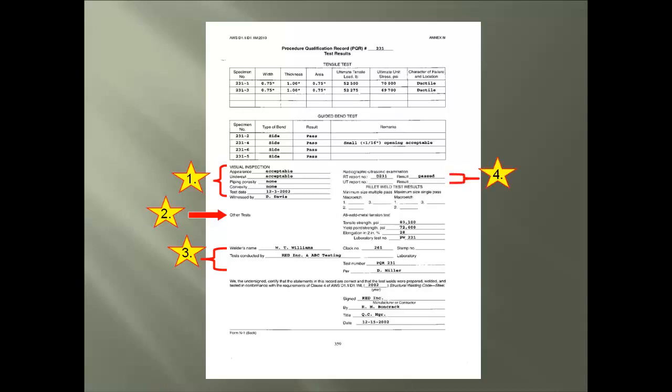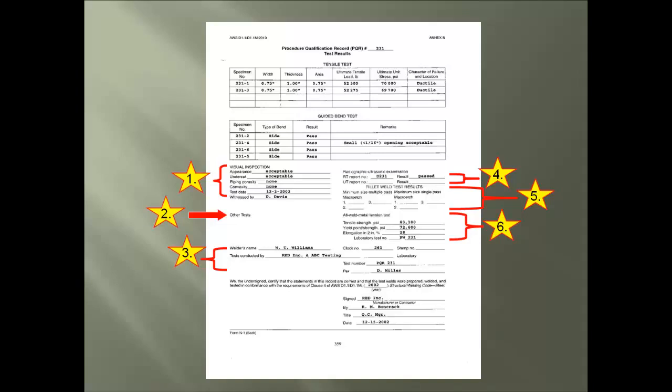Star number 4 is the information for any non-destructive testing such as radiographic or ultrasonic testing. Star number 5 covers the testing results of the fillet welds. Were there any multiple passes used? And the results of the macro etch test, which is a destructive testing using a form of acid to expose the fibers within the weld joint.